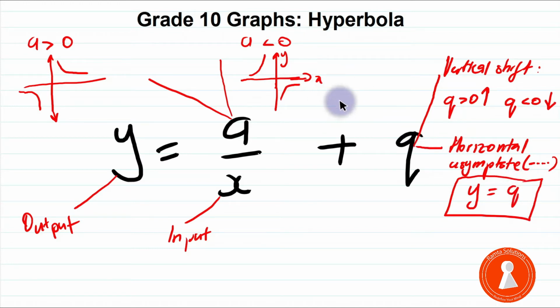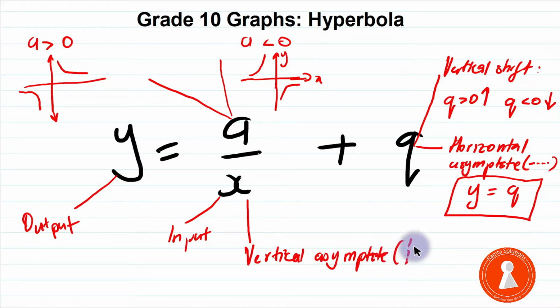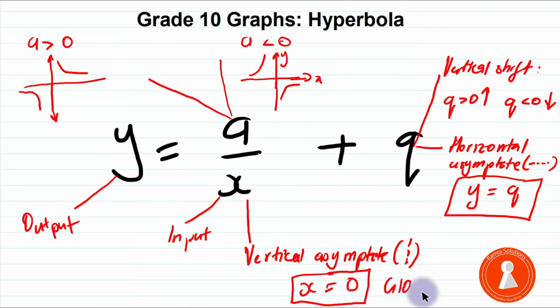There's something that I wanted to add on the denominator here. This is the part that says you have an asymptote. That asymptote here is what we call the vertical asymptote. This is where the graph does not exist as well, but this value cuts the x-axis. Now for grade 10, this value is at x equals 0. Grade 10 only.